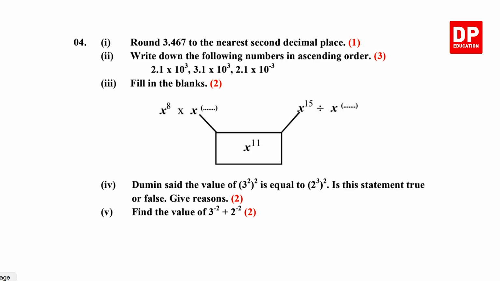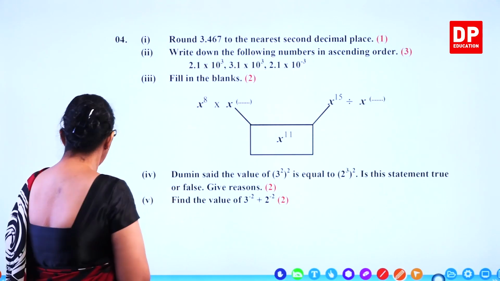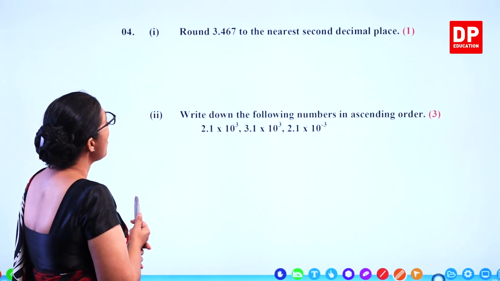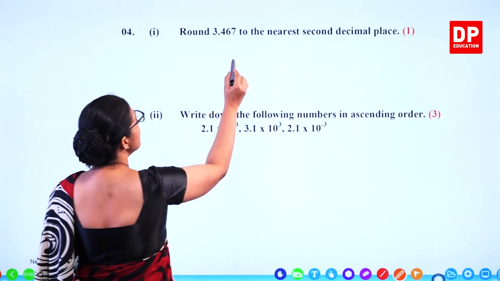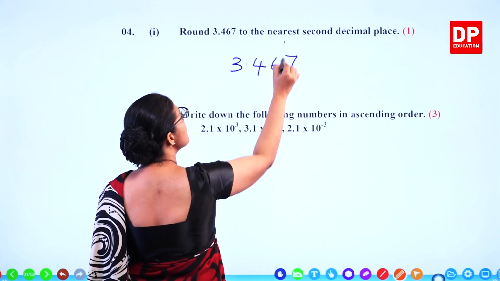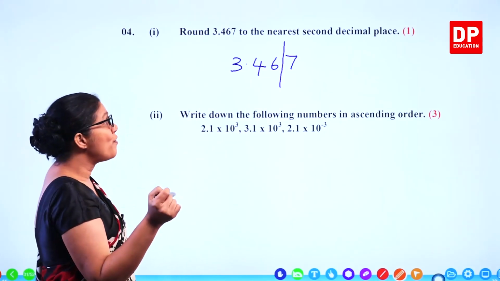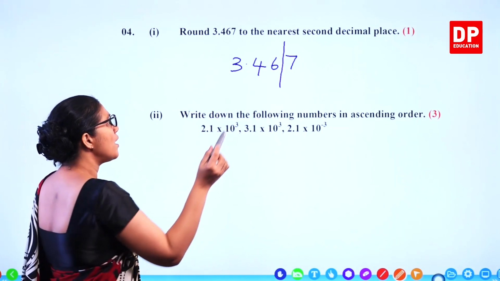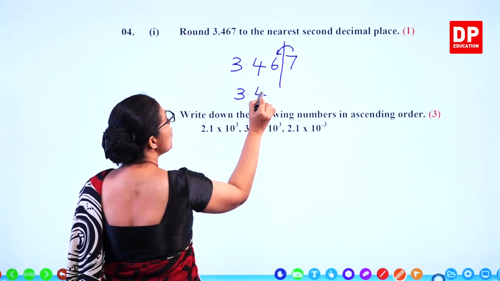Question number 4. So you have to round and then fill in the blanks. So indices are there. Round 3.467 to the nearest second decimal place. 3.467. So second decimal place. So you have to think about the third one. If it's more than 5, you have to add 1 to the previous one. So what's the value? 3.47.